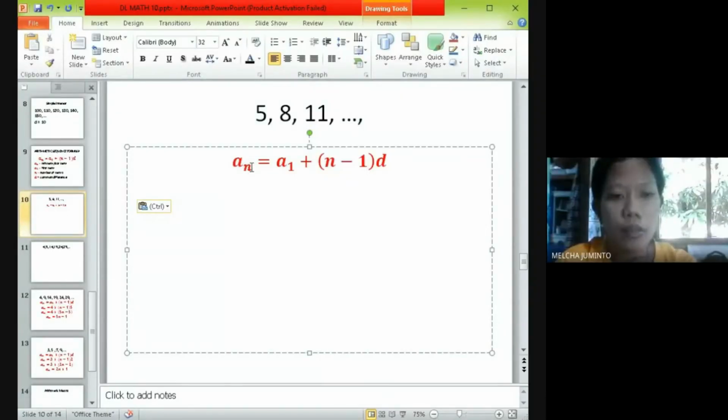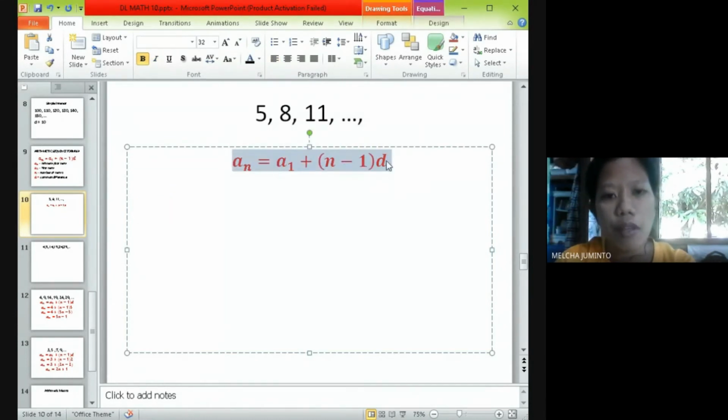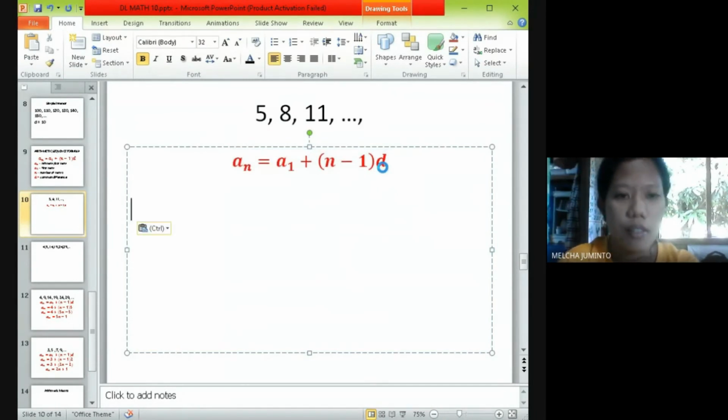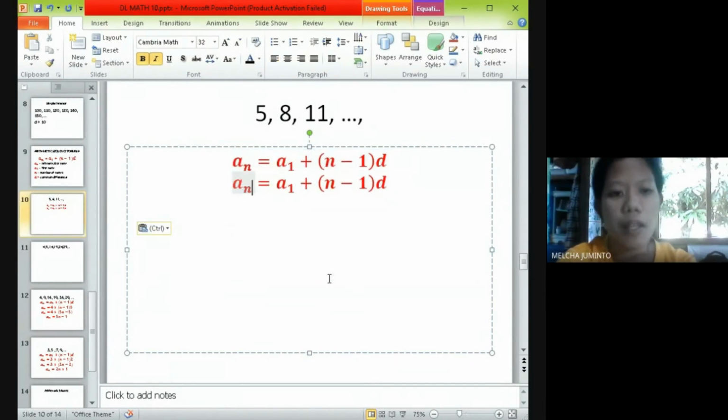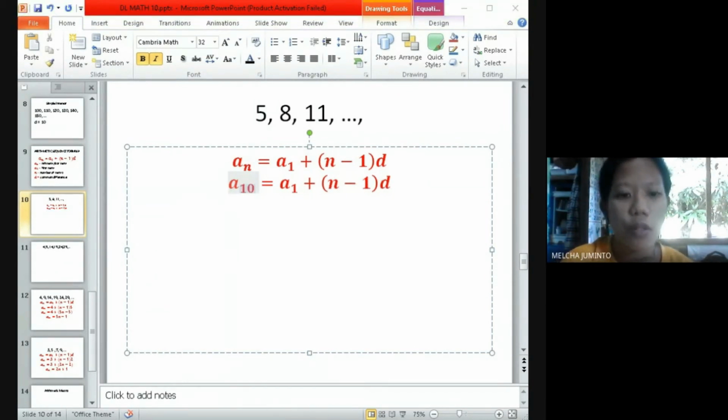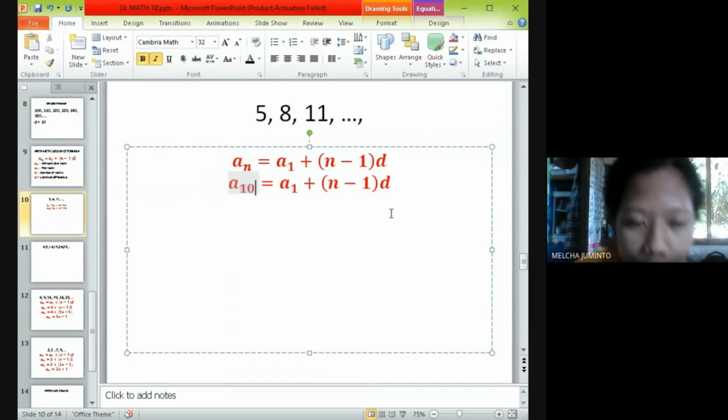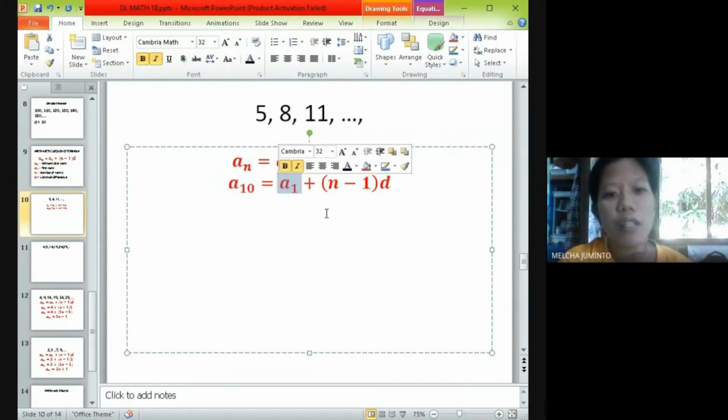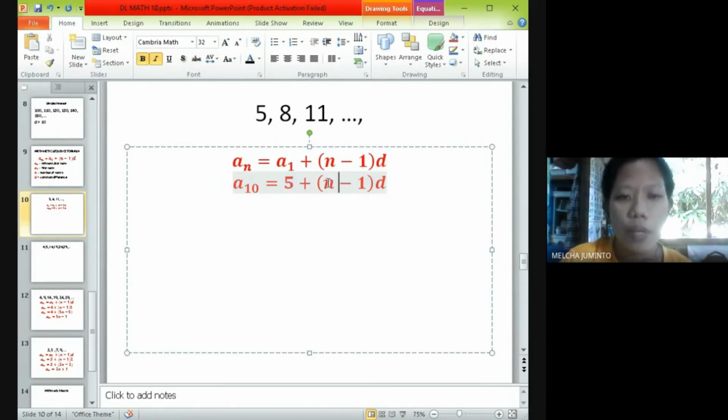Okay. So we are looking for this term, a of n, the 10th term. Since we know that there are 10 terms, may value ka na ng n. And we can also replace yung subscript ng a of n. Instead of a of n, you can now write a of 10 because we are looking for the 10th term. Okay? A of 1 is the first term, so we write 5. We are looking for the 10th term, so n is 10. Minus 1, constant.